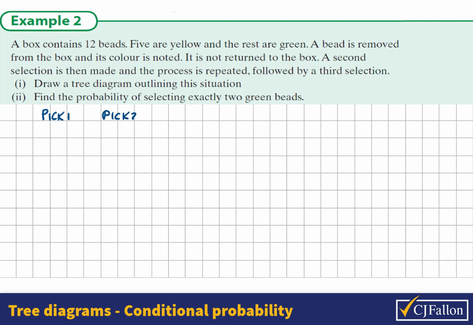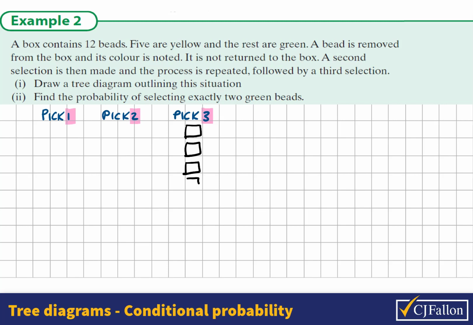So here we're picking 3 different beads from the box. Pick 1, pick 2, pick 3. And we're going to make a tree diagram based on this. We know because there's 2 choices at each stage, 2 by 2 by 2 is 8. So we're going to have 8 at the very end. There's going to be 8 different possible outcomes using the fundamental principle of counting. So I'm going to draw 8 boxes at the end.